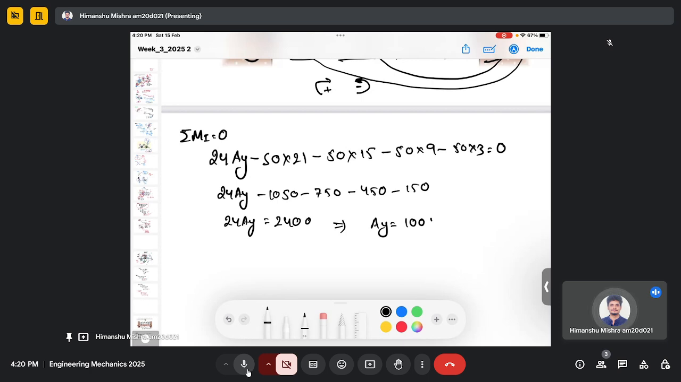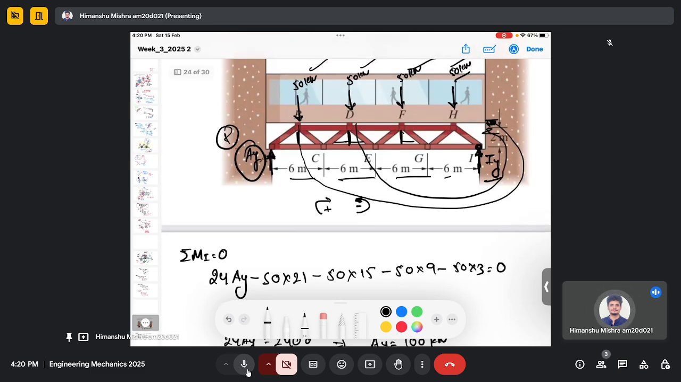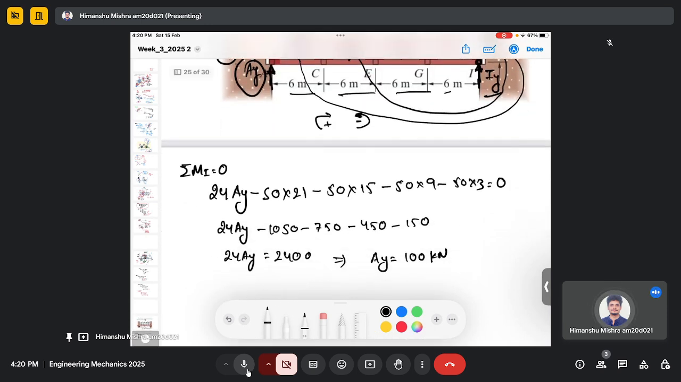So I've been trying to calculate the reaction force AY here. So I choose point I for the moment. I took the moment along point I and I'm trying to calculate the reaction force. So from this we are able to calculate the reaction force AY as 100 kilonewton.